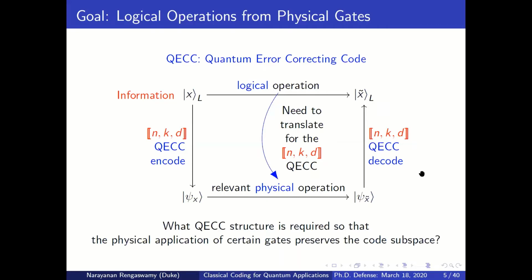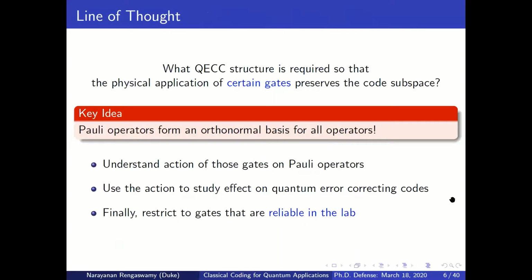And so clearly, if you want to do this, you note that any physical operation you do has to take a code state into another code state. So you have to make sure that you preserve the code space. And therefore, a fundamental question you want to have in mind is, how should I design my code such that the operations I'd like to do in the lab actually map code states to code states? So that is a central question here.